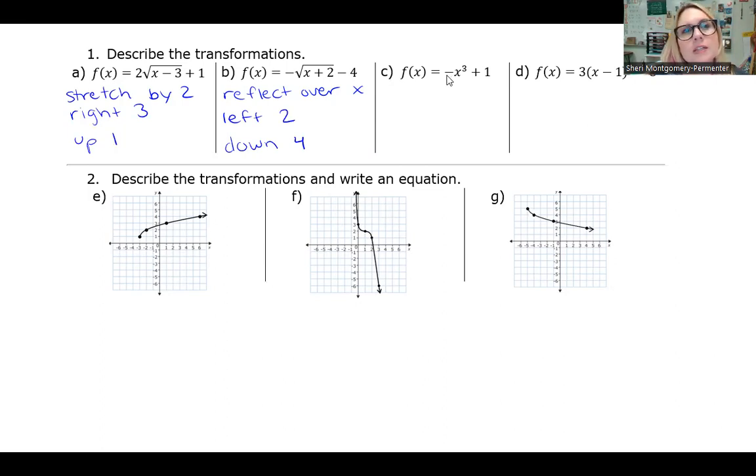All right, this one leads with a negative, so it's also reflecting over x. There's nothing with the x, it's by itself, but there is a number after, so the number after means up 1. This one has a number in front, that means stretch by 3.